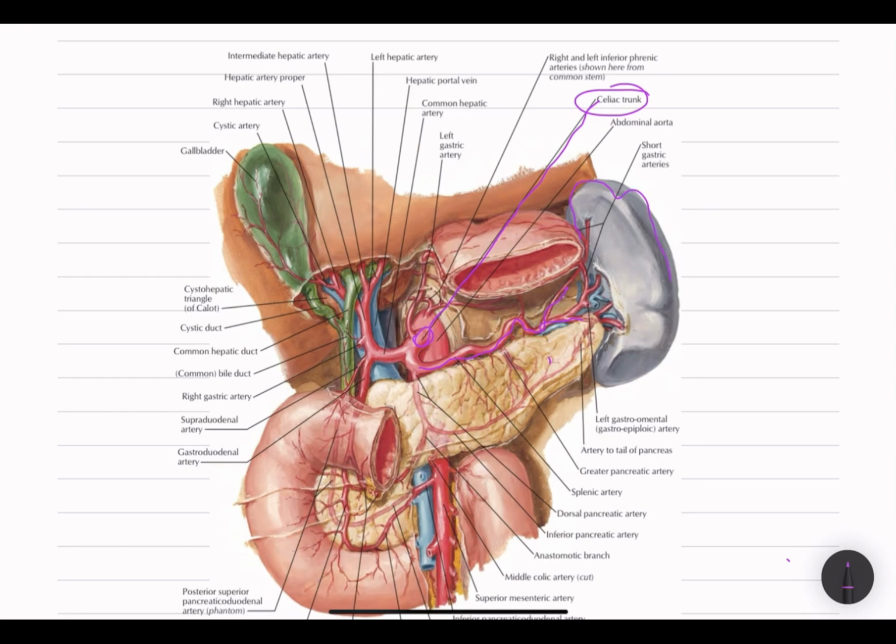So this structure is the spleen. This is the spleen, and where this artery enters this point, I told you before, is the hilum of the spleen. So this is the hilum of the spleen.